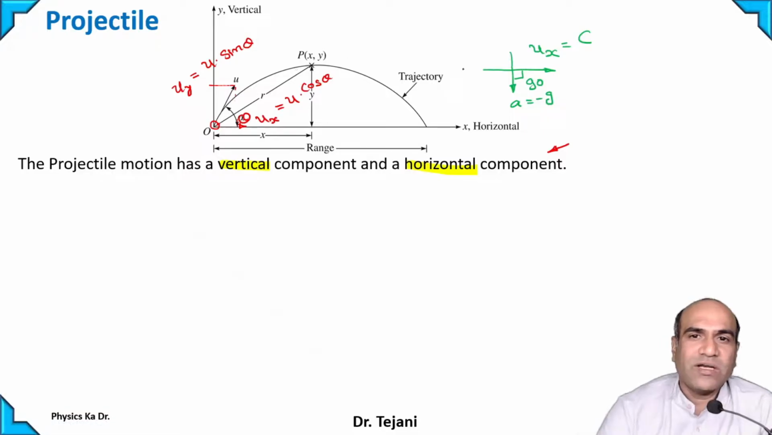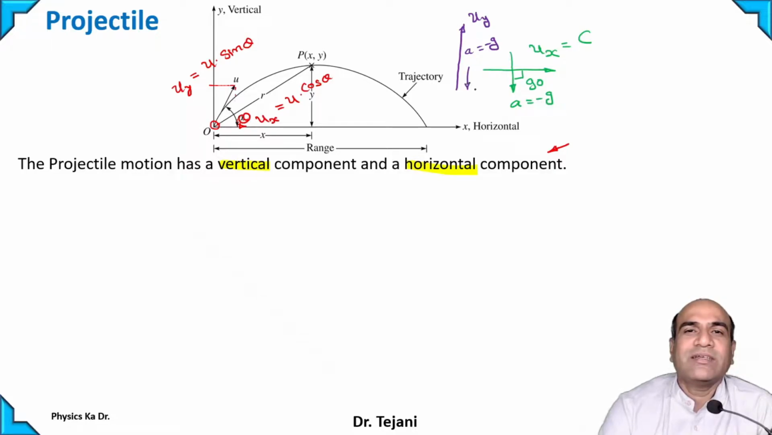But in the case of vertical movement, the object goes up with velocity uy, and it is subjected to gravity, which is in the downward direction. That is why minus g is used. Because of that, when the object moves upward, its speed reduces. Initially it is uy, and when it reaches the top position, it becomes 0. Gradually, when it comes down, its speed increases in the negative direction.